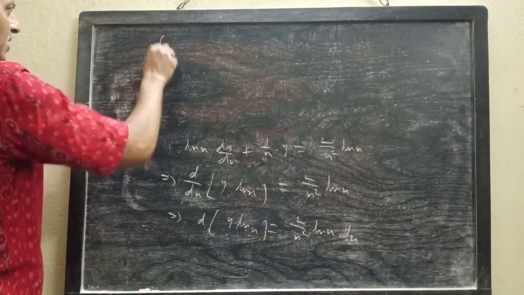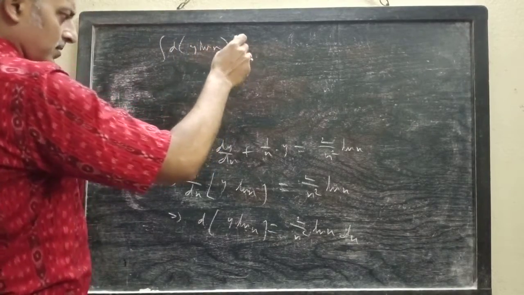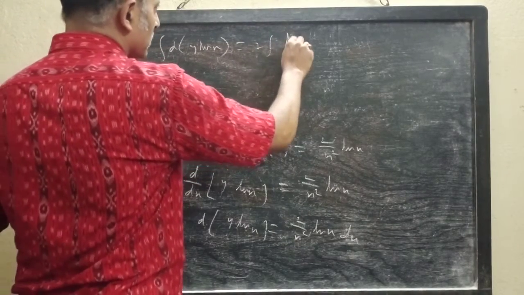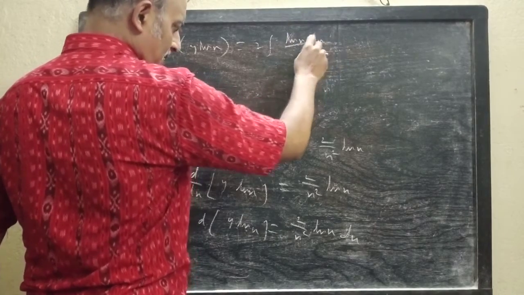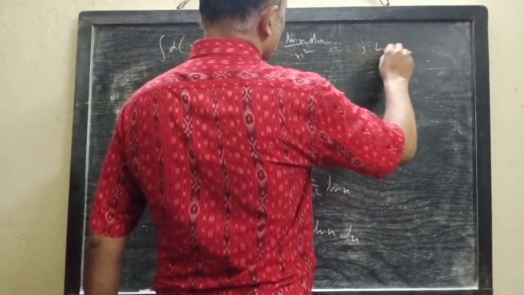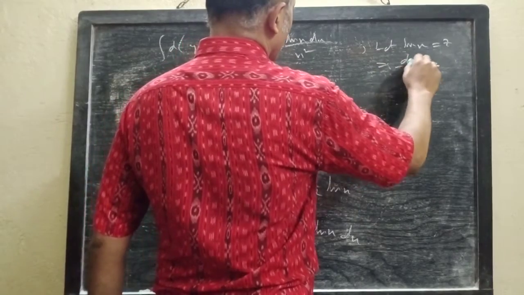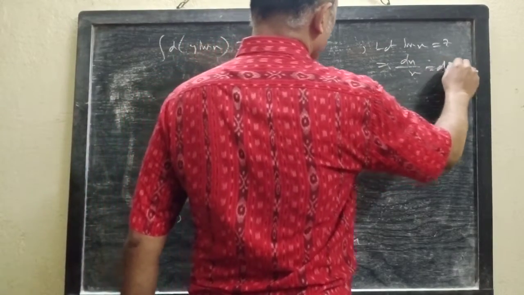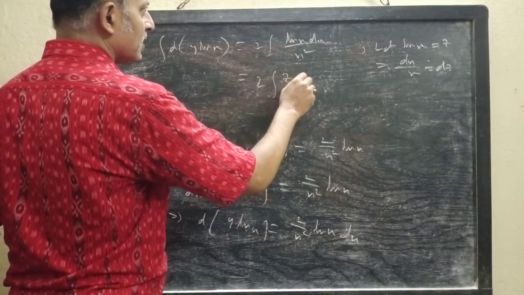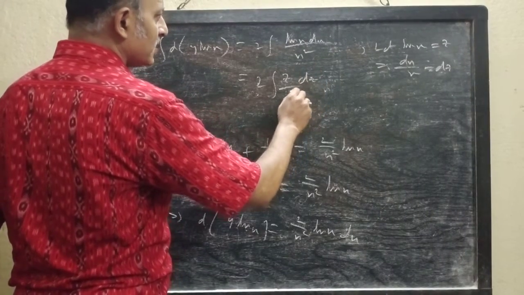Integrating both sides, we have integration d of (y ln x). Here it is twice integration ln x dx by x square. So let us put ln x equals z. That implies dx by x equals dz. So the right hand side becomes 2, ln x is z, dx by x is dz, and 1 by x is e to the power minus z.